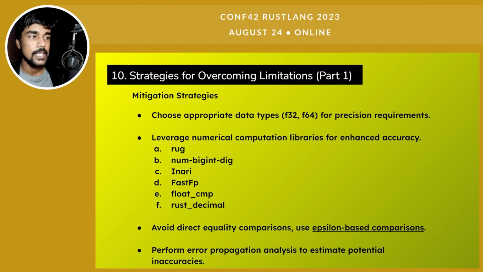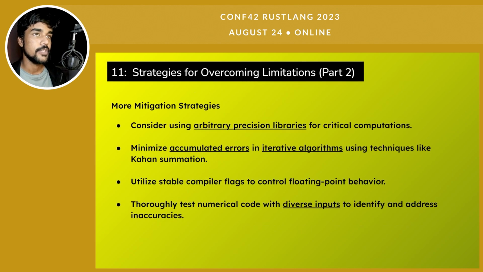Also, perform error propagation analysis to estimate potential inaccuracies. This is quite advanced. It doesn't employ any library or crate, but what you can do is estimate how much error is going to come out if you deliberately put some errors in your calculations, so that you can know how much error can accumulate. Now, coming to part 2, you can consider using arbitrary precision libraries for critical computation of your code. Arbitrary precision libraries give you more range and more precision, since they rely on decimal-based calculations. So they will give you more specific results.